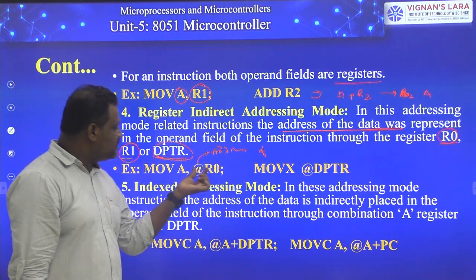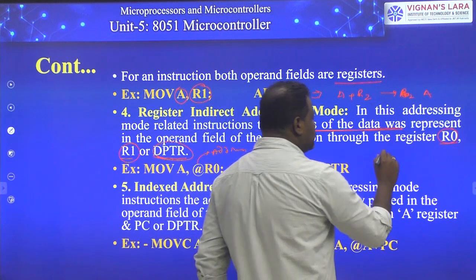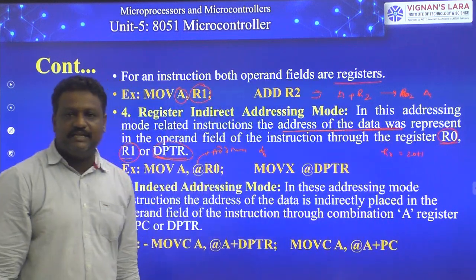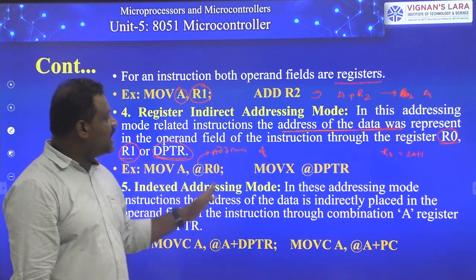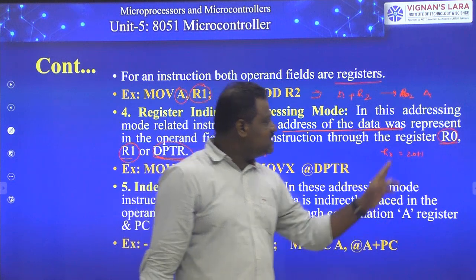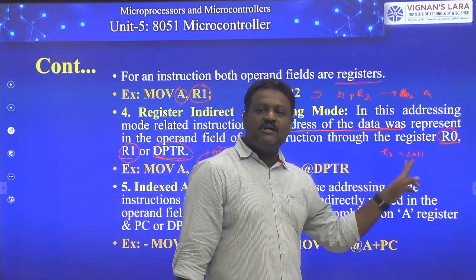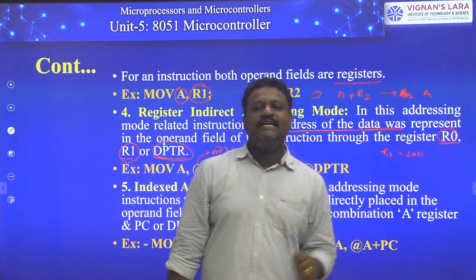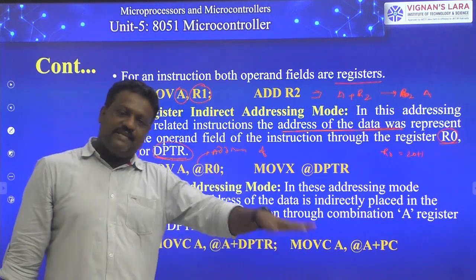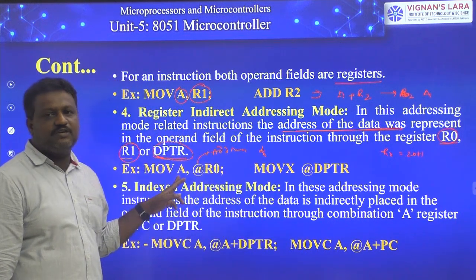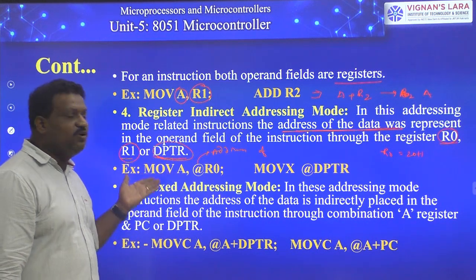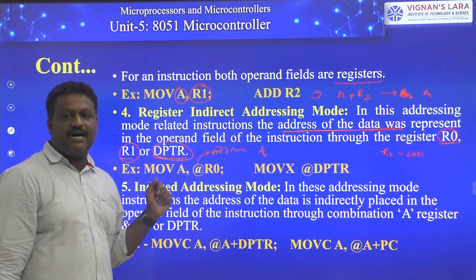You can assume, friends, this R0 value is equal to 20H. This 20H is not a data. It is an address of a data. If you go and access this 20H, I will get the data that is there at 20H. That data is transferred to accumulator register A. So that is the meaning of MOV A, @R0.